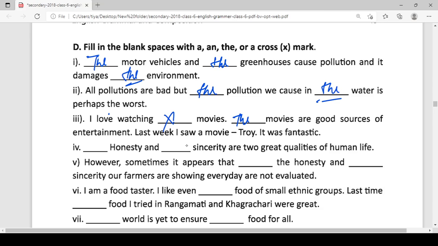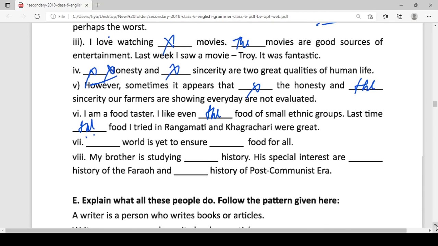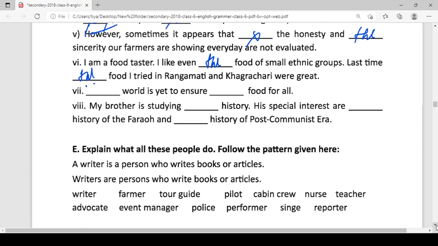Honesty and sincerity are two great qualities of human life. Okay, don't use any article. Honesty and sincerity are two great qualities in human life. However, sometimes it appears that the honesty and the sincerity our farmers show every day are not evaluated. I am a food taster. I like even the food of small ethnic groups. Last time, the food I tried in Rangamati or Khagrachari was great. And the world is yet to ensure food for all.